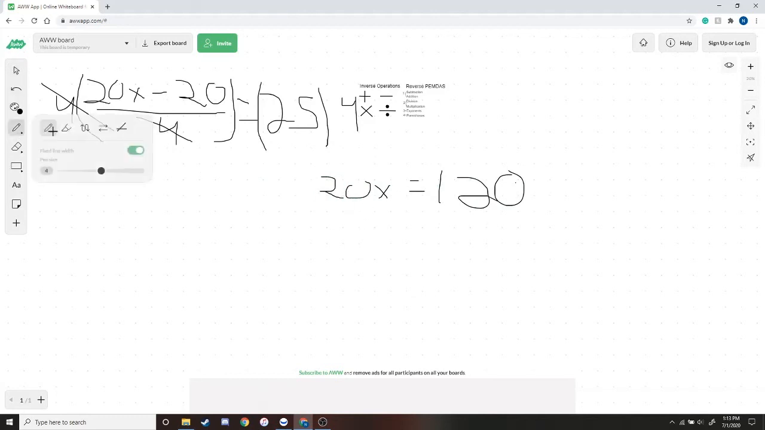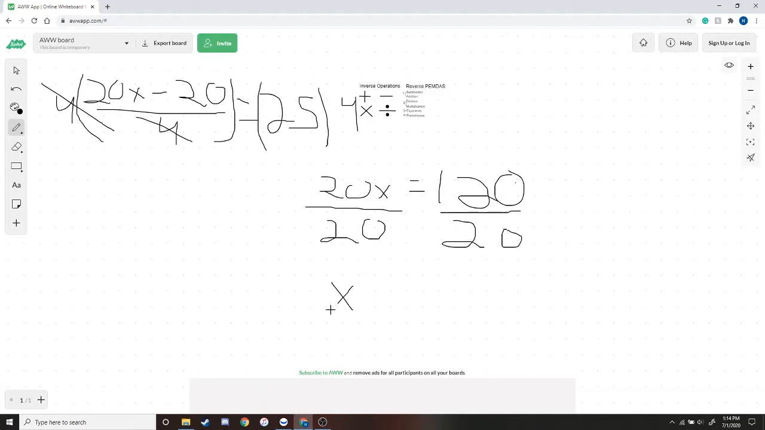And to cancel out multiplication, you do division. So we'll divide by 20 on both sides to make it balanced. And we end up with x is equal to 120 over 20. Then we can again further simplify the right side to just 6. And there's your answer. X is equal to 6.